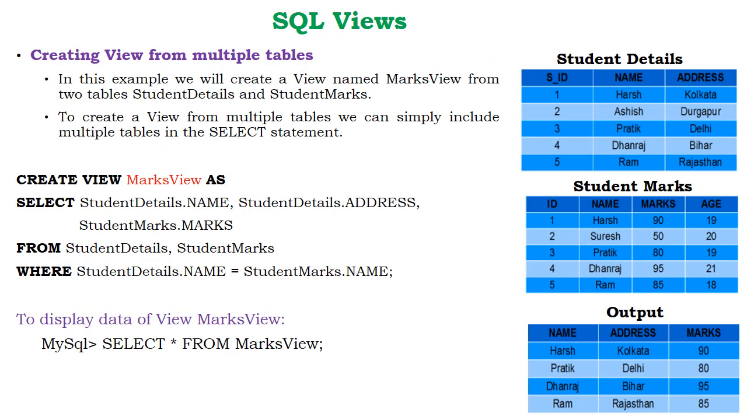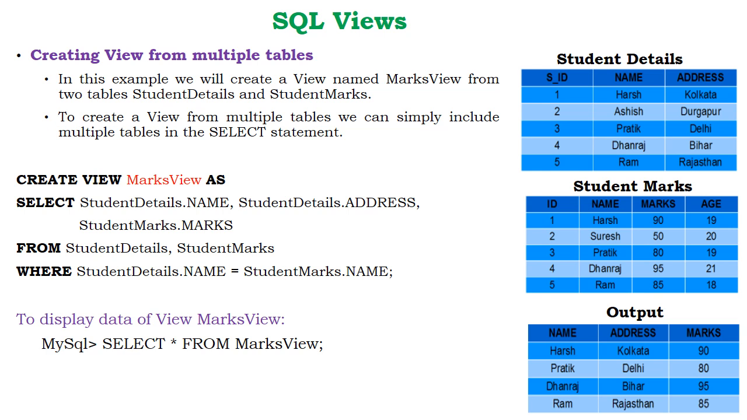Next, creating a view from multiple tables. How do we write the query here? Create view marks view, that is the view name, as select student detail dot name, student detail dot address. It means the name column and the address column belong to the student detail table. Then student marks dot marks, which means the marks column belongs to the student marks table. From, mention the table names, for example student detail, student marks.